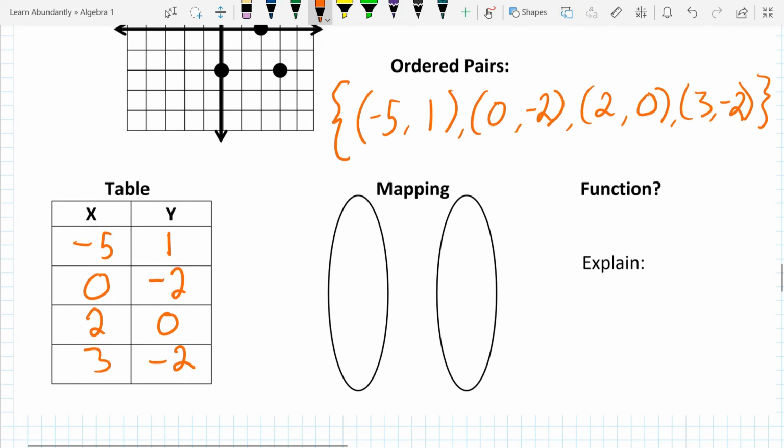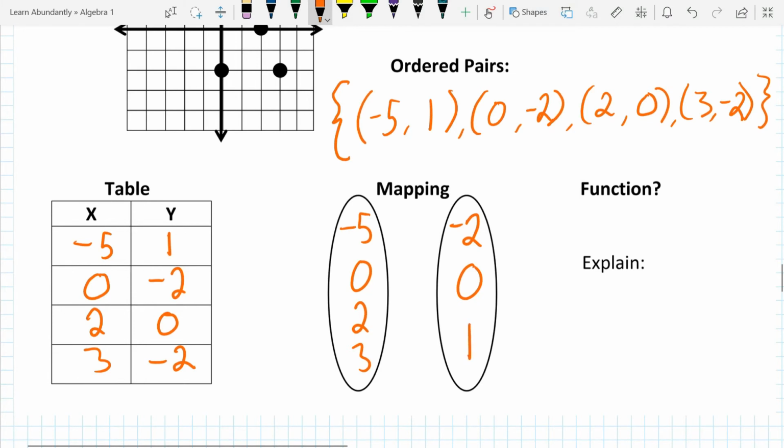And I'm going to finish up with my mapping. And since they're already in order, it shouldn't be too bad. And I don't even have any repeats on my x, but I do have a repeat on my y. So I'm going to do my y's in order, and I'm going to try not to repeat. So the first one, the lowest one, would be negative 2. We start from the bottom, negative 2. And then it'd be 0 and then 1.